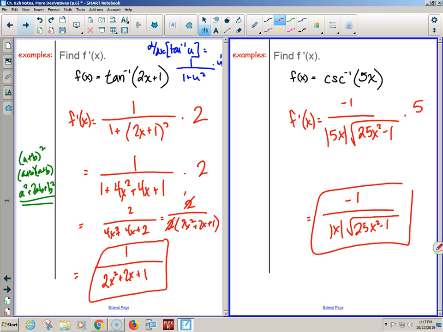Would you have been able to make it match? Wait, the 5's trapped inside an absolute value. Absolute value of 5 is still 5, no matter what. Pulling the 5 out doesn't lose any meaning. I'm allowed to pull a constant out. Absolute value of 5 is 5. And then I just reduced.